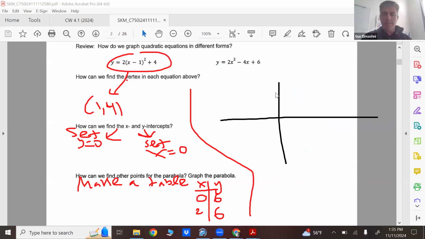0, 6 is probably somewhere over here. Actually, let me label. I'm getting lazy. Switch back to black. Here we go. 1, 2, 1, 2, 3, 4, 5, 6. 1, 4, and 0, 6, and of course 2, 6.